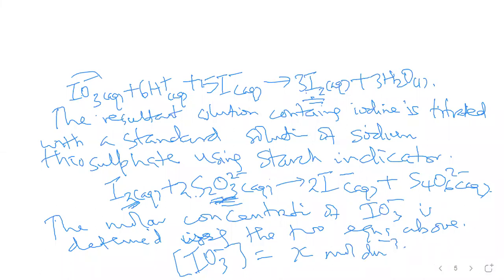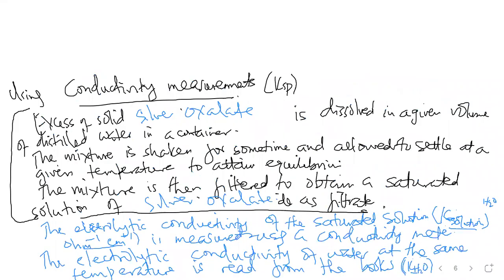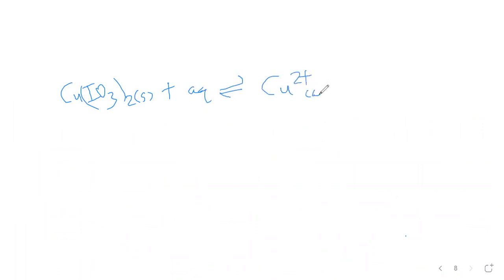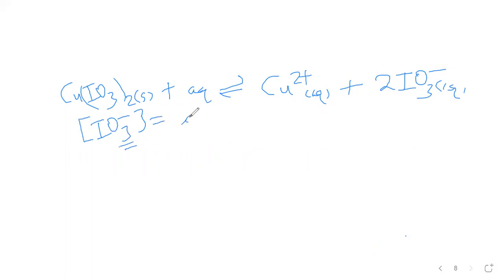We now come to the treatment of results. How will our treatment be for the results here? We have copper 2 iodate. Copper has valence 2, iodate has valence 1, plus aqueous. This gives us copper 2 ions plus twice iodate ions. So now we have already got the concentration of iodate ions from the titration experiment as X moles per liter. What will be the molar concentration of copper 2 ions?